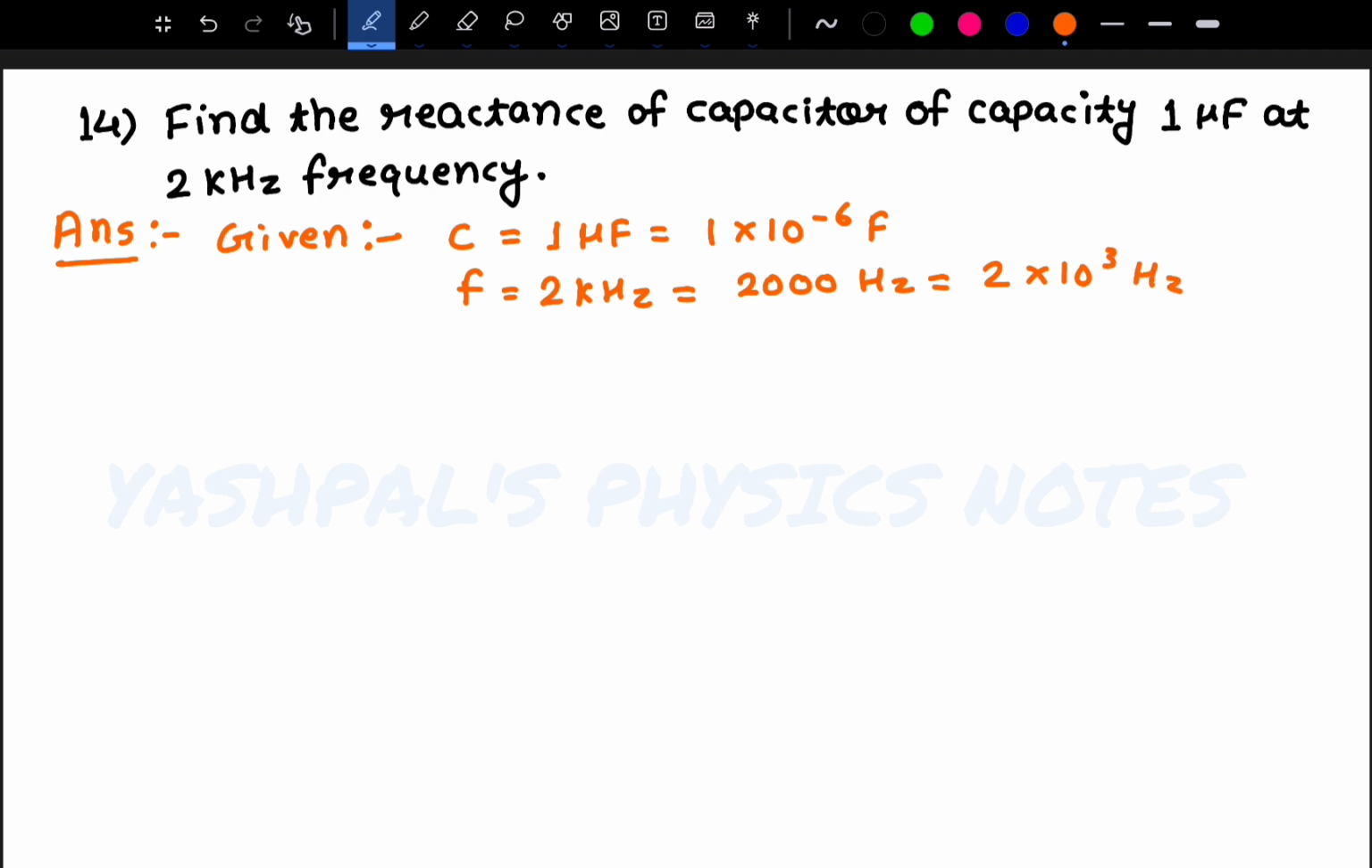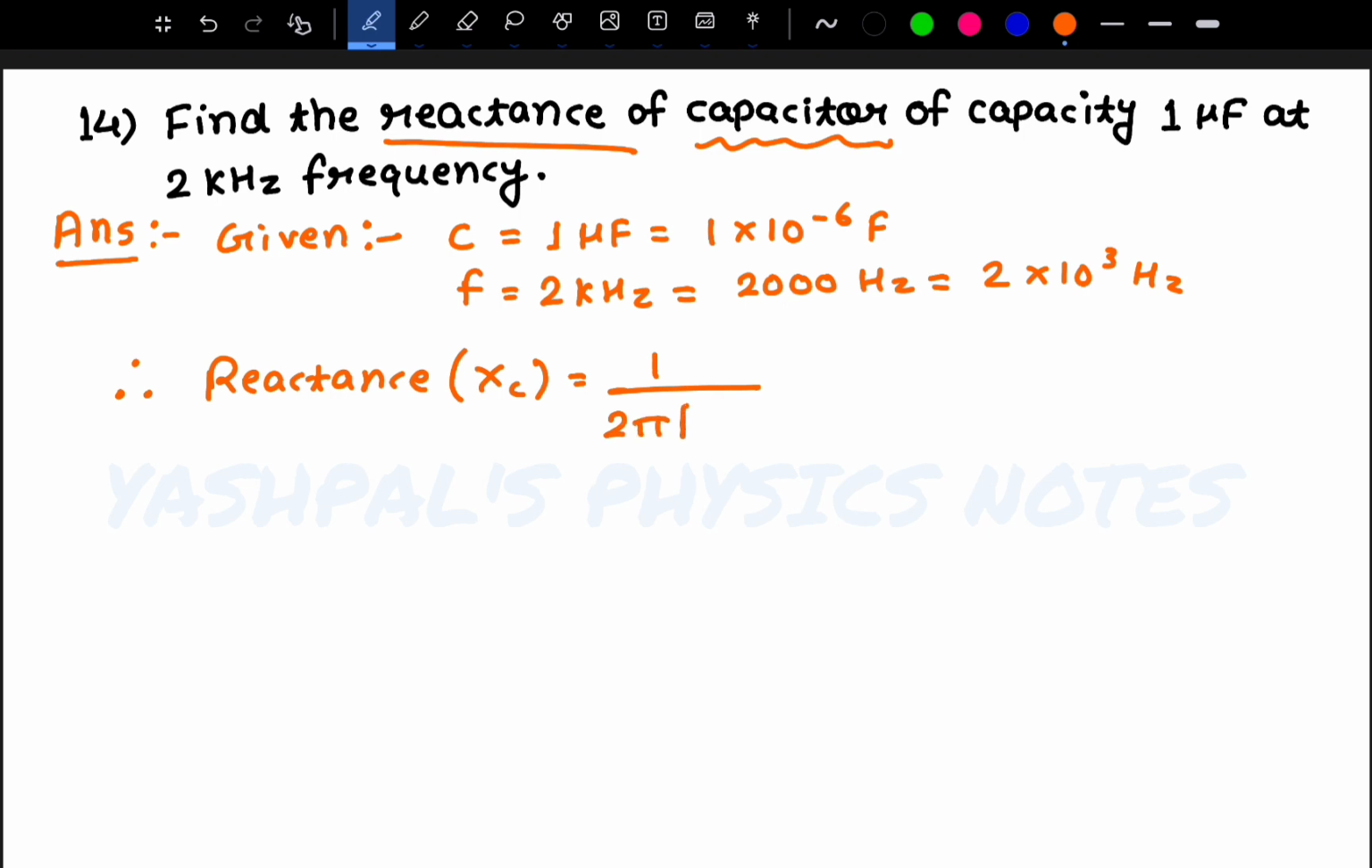Now what have we been asked? We have been asked to find the reactance. For which circuit? Only capacitance is given. We have been asked the reactance, the capacitive reactance. Here the term capacitor is given, so they might also ask to find the capacitive reactance. Here they have written just reactance, so we also write reactance, but this is nothing but the capacitive reactance, because the capacitor term is given, and its formula is 1 upon 2 pi F C.